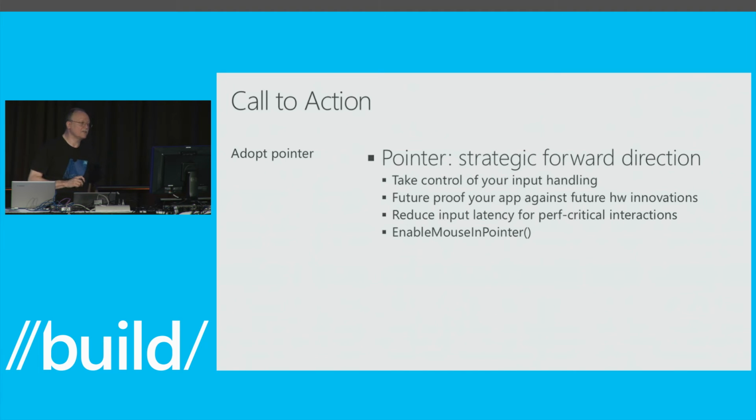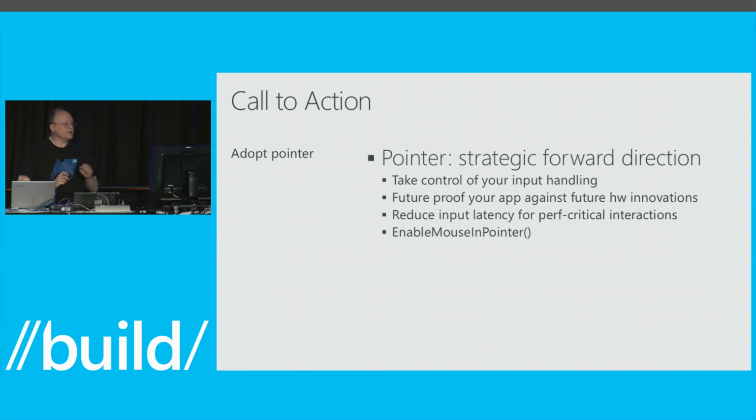So I guess the basic call to action here is that we think of pointer as our strategic forward direction. It wraps a lot of different things. It makes it really easy for application developers to get started with something that works with a wide range of input devices. If you take advantage of it, you're taking control of your own input handling. You're basically saying, I want the pointer events, so that way I'm first in line. I'm not relying on the system doing things by side effects. You're future-proofing your app against future hardware innovations. You can imagine if we did expose this Connect thing, your application would just work with it. If somebody wrote the appropriate software layer for one of those ring pointing devices that I've seen posted recently, that could possibly just work as well.